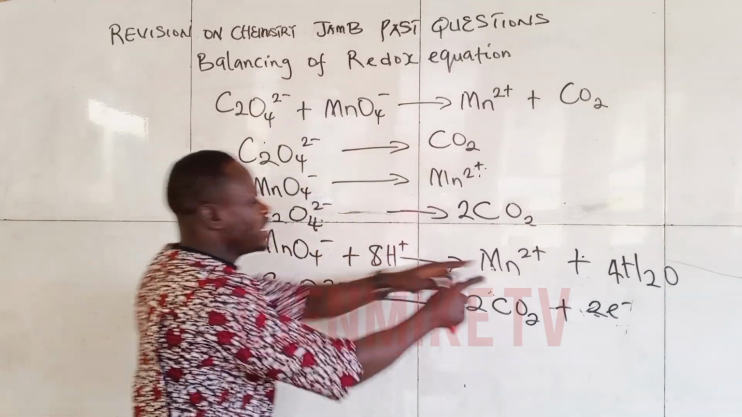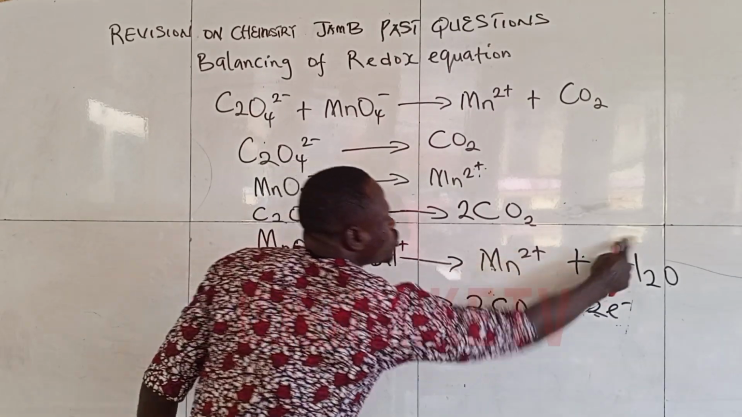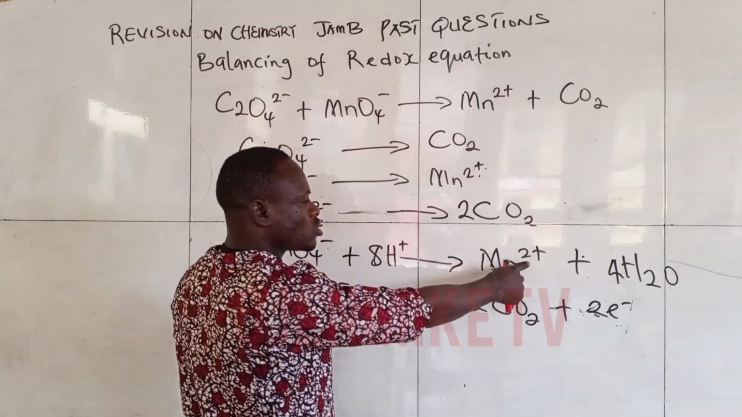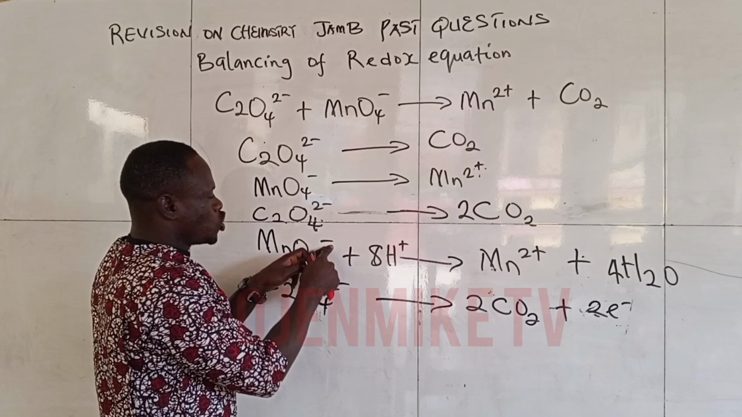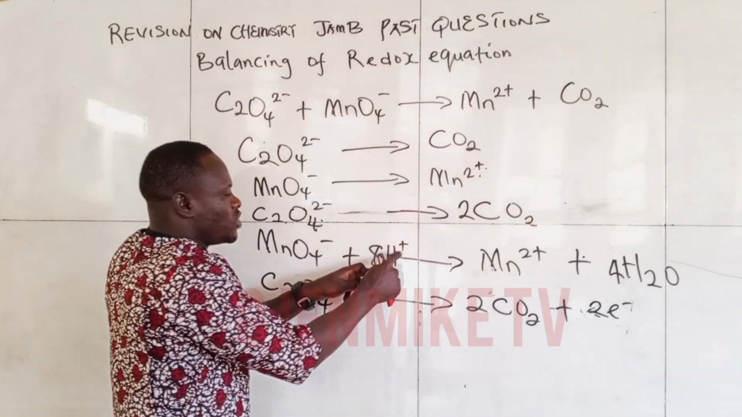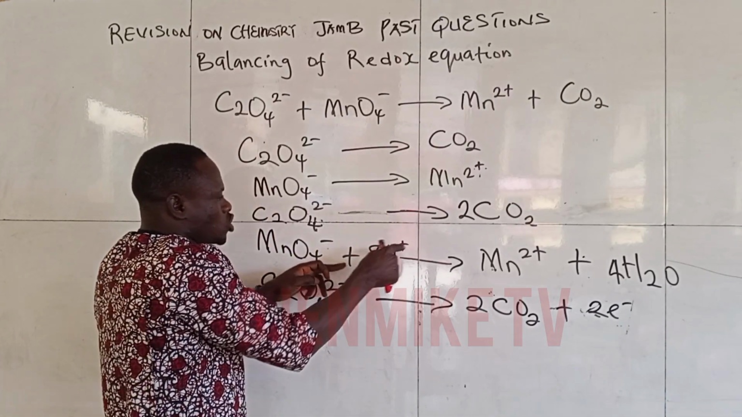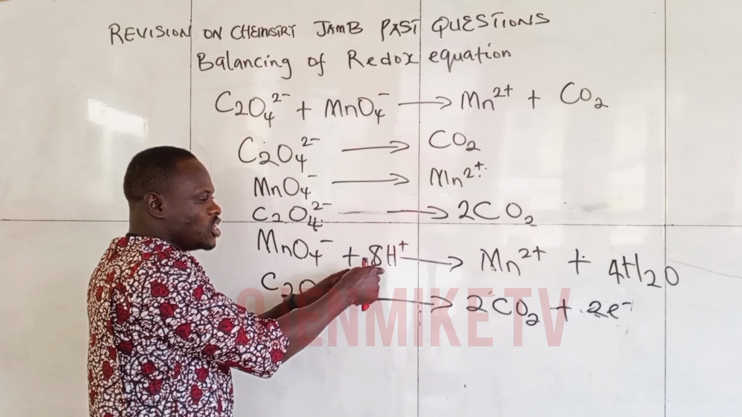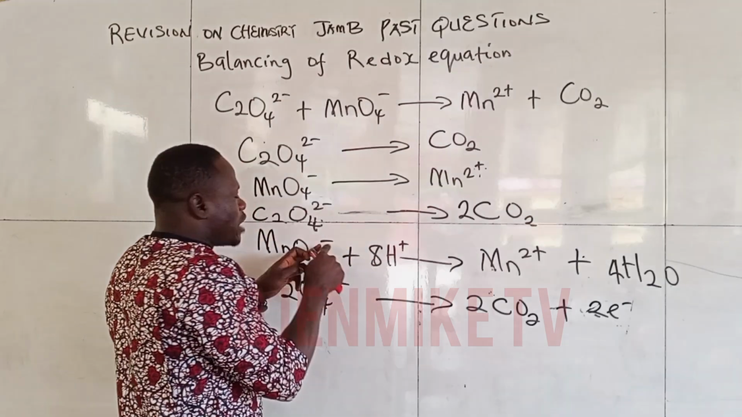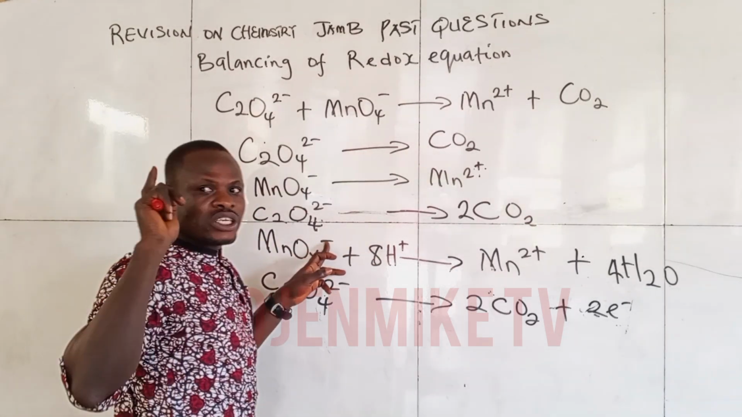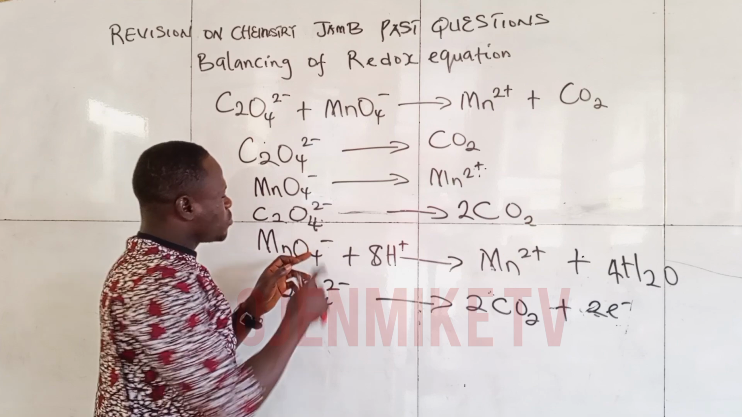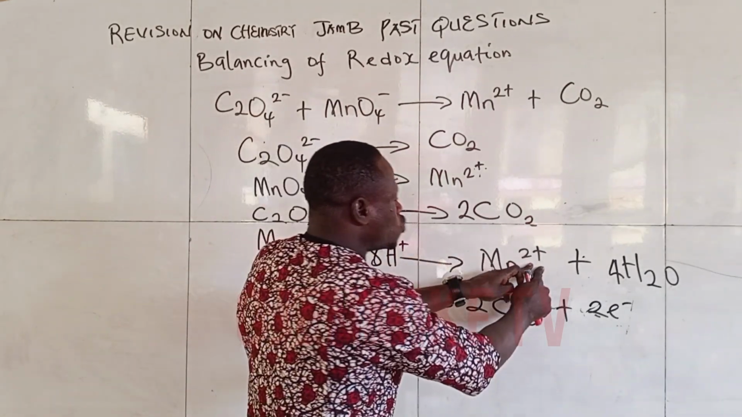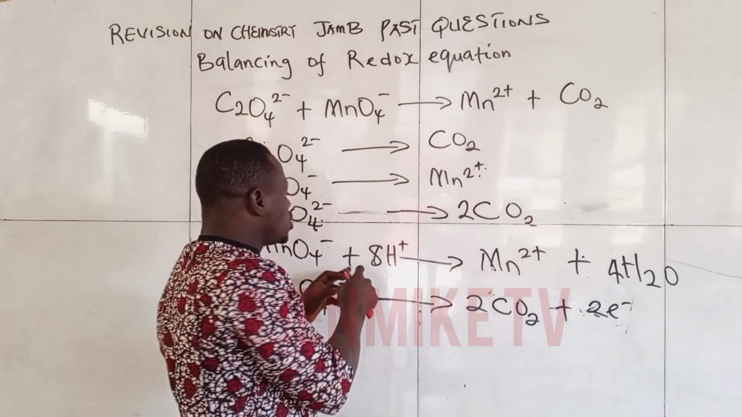Remember this one here, the charge here, we are considering this one. There is no charge here. The charge here is plus 2. And here we have minus and we have 8 here. So 8 minus, the charge of this one is 1. 1 times 8 will give us 8. 8 minus 1 will give us 7. So since this one is 7 and here is 2, we have to add electron to the side with the highest charge.